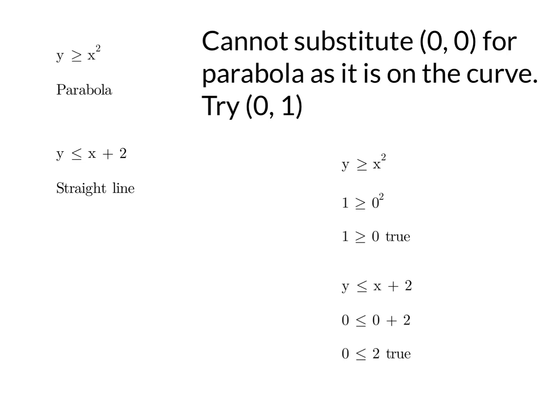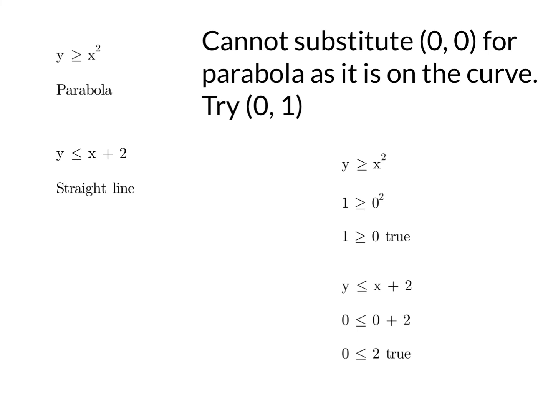For the parabola, we can't substitute in 0, 0 because that is on the line. So we'll try a point that's inside the parabola, so 0, 1. And when I sub that in, 1 is greater than or equal to 0 squared, 1 is greater than or equal to 0, that is true. So therefore for the parabola, we are going to shade the part that has 0, 1 in it. So that's inside the parabola.